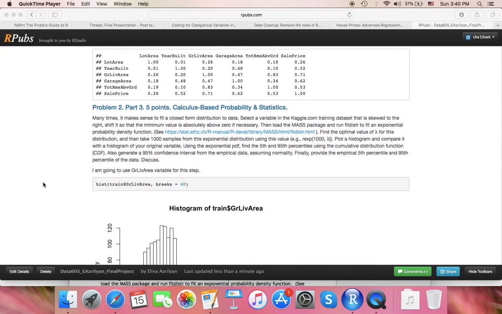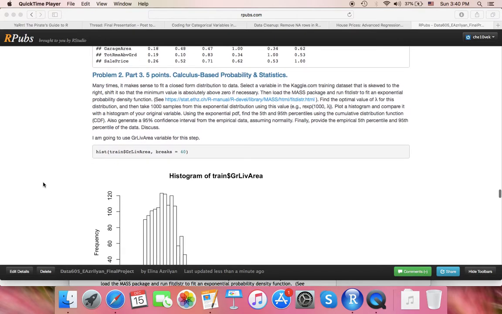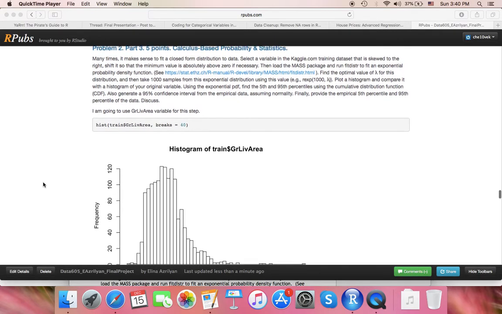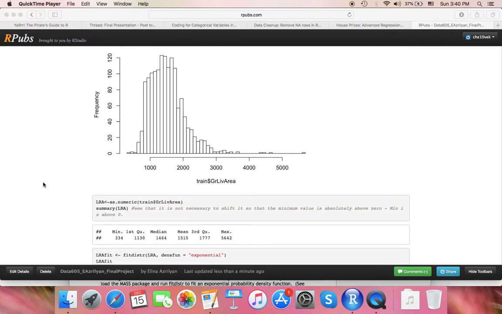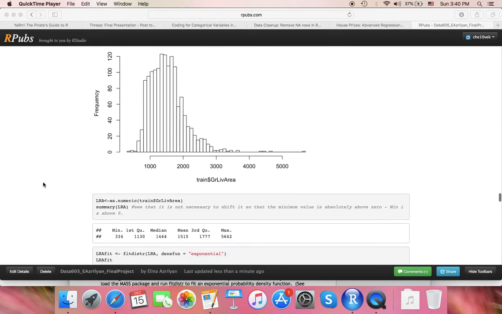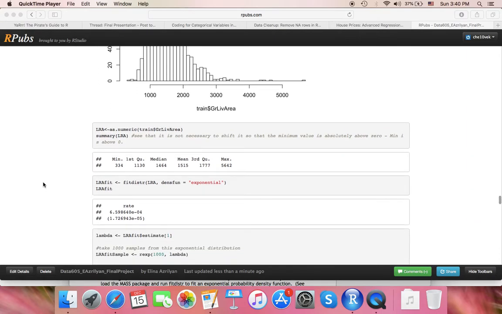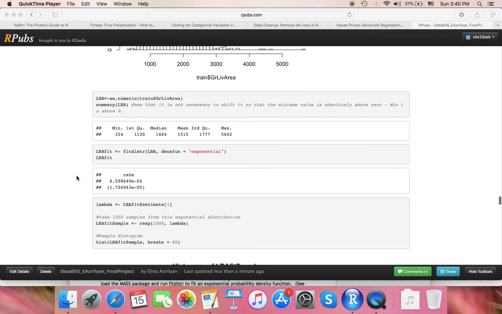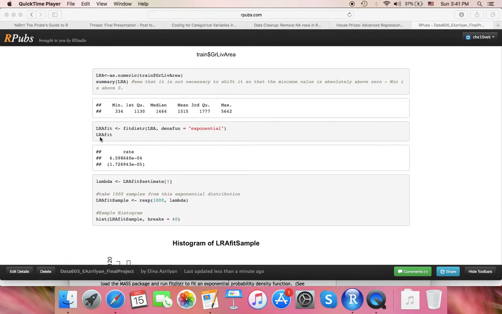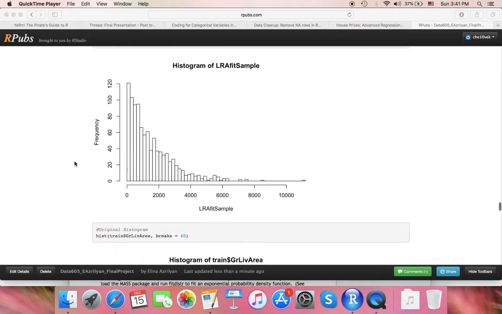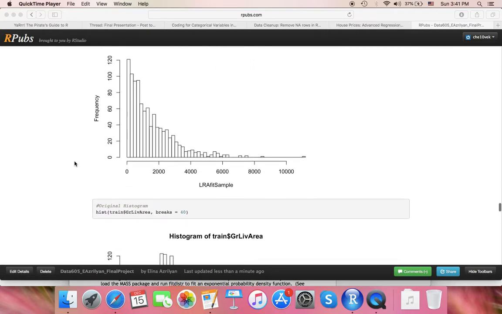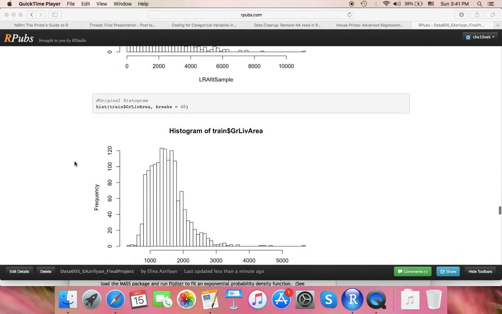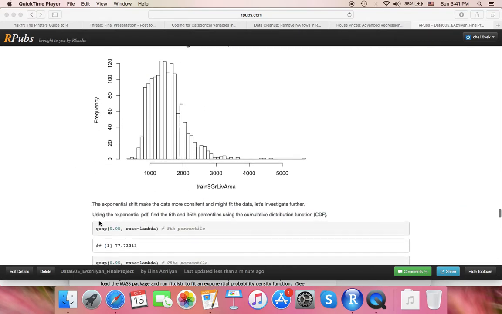So part 3 was fitting an exponential model to one of the variables. So I used the living area as a variable. I first made sure that there are no negative values there, and then created a fit, and the resulting fit is exponential, and here is the histogram of the initial variable.